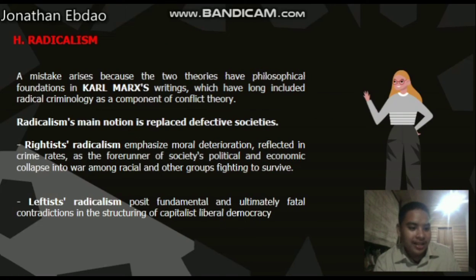The next one is radicalism. Both theories have philosophical foundations in Karl Marx's writings, which have long included radical criminology as a component of conflict theory. Radicalism's main notion is to replace the existing society. Right radicalism emphasizes moral deterioration reflected in crime rates as a forerunner of society's political and economic collapse into war among racial and other groups fighting to survive. And leftist radicals posit a fundamental and ultimately fatal contradiction in the structuring of capitalist liberal democracy.